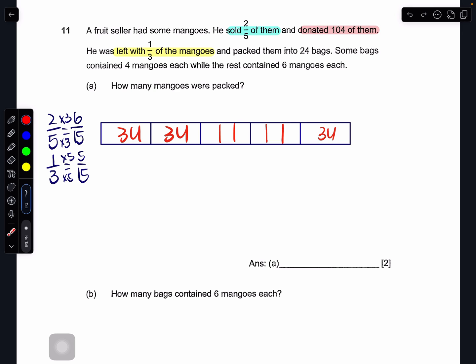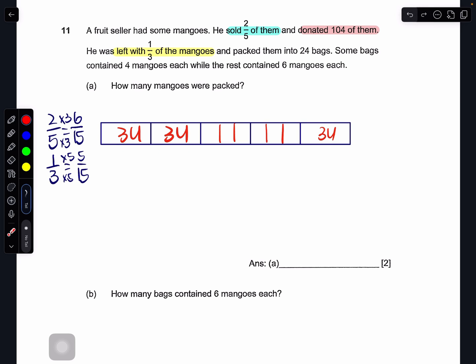The reason is that I don't want to have so many lines, because so many lines are so hard for us to see. So as long as I have these 2 parts, which is the 6 units for the mangoes that were sold, and then whatever you are left with, 1/3, which is 5 units. As long as I can draw like this, I'm fine already. Don't split it into 15 units unless you cannot visualize this, okay?